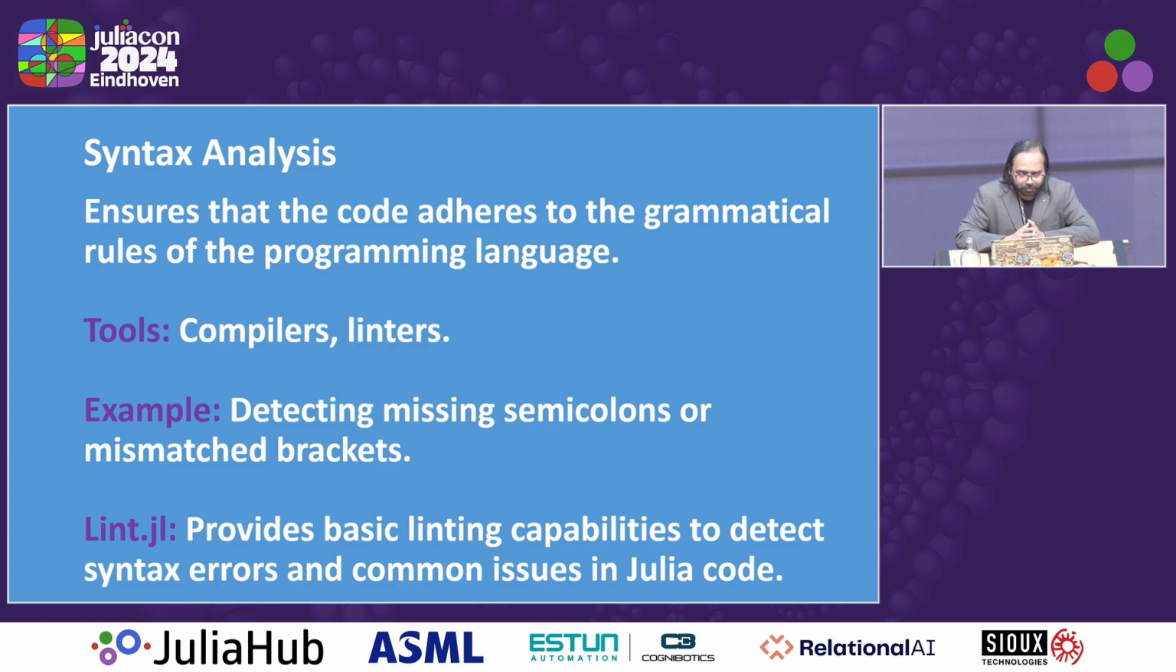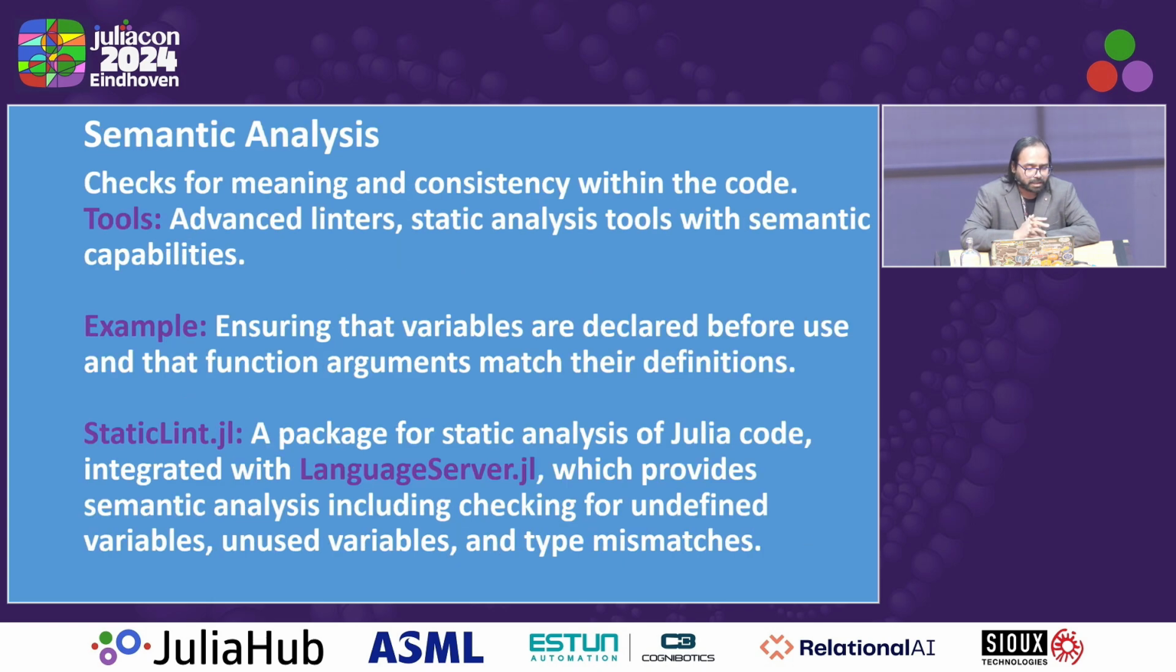By default, nowadays many programming languages, including Julia, have better error detection. So many times you may not need these basic libraries also. Then semantic analysis. It checks for the meaning and consistency within code. Here you need advanced linters and static analysis tools with semantic capabilities.